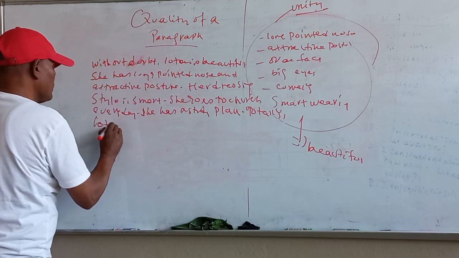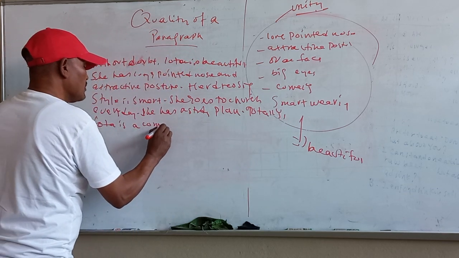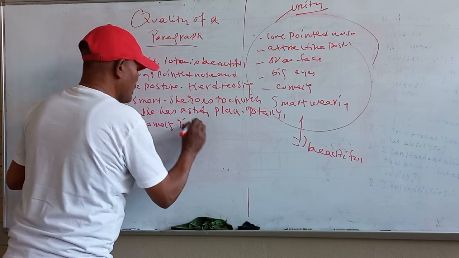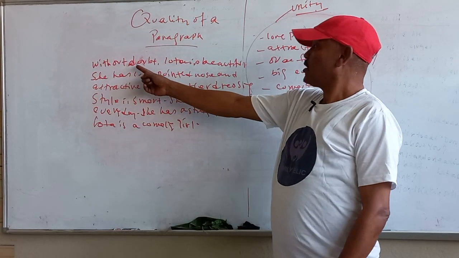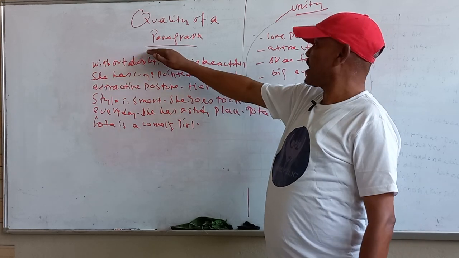Losa is a comely girl. Yeah, Losa is. Look, this is a kind of paragraph, a very simple paragraph. There is a topic sentence here: without doubt, Losa is beautiful. There is a title and controlling idea.